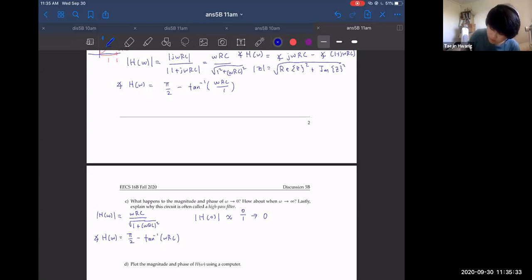The magnitude at infinity, on the other hand: omega RC is going to be really large, much larger than 1. So we can treat this as very close to omega RC all over the square root of omega RC squared, which is just omega RC over omega RC, and that's going to go to 1.